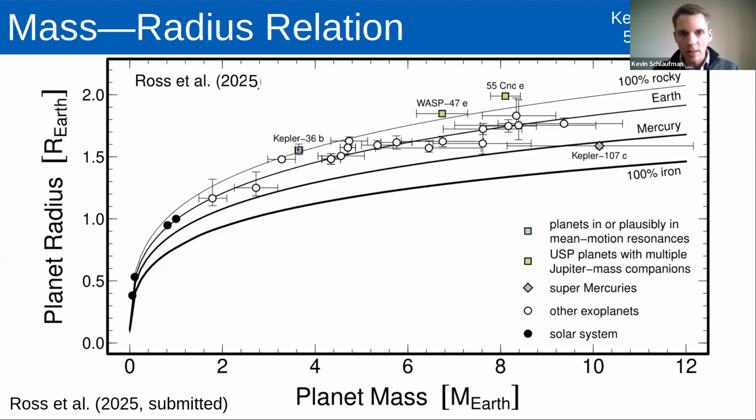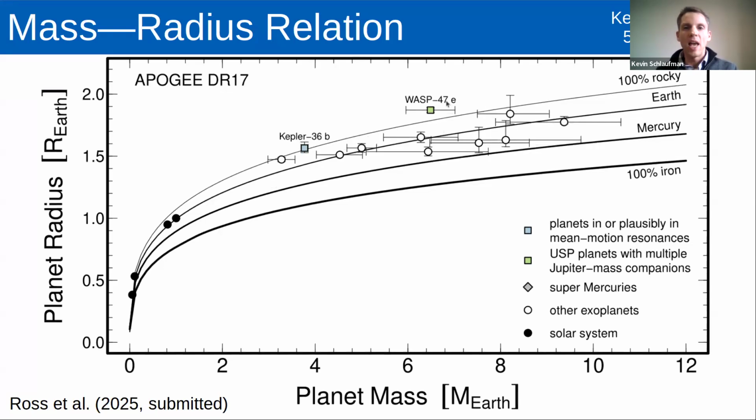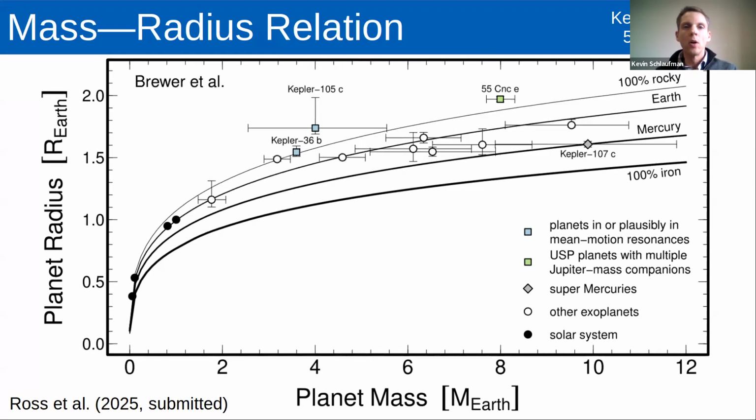Kepler-36b is different. Kepler-36b is in a mean motion resonance. I'll get back to that concept in a moment. And WASP-47e and 55 Cancri e are different. They're low density. These are the two terrestrial planets that orbit the most iron-rich stars in our sample, and they don't fit this pattern. These results are the same if we look at the photospheric stellar parameters from APOGEE DR17, or if we look at John Brewer's work, this time also adding Kepler-105c, this planet system that I already called out, also in a mean motion resonance.